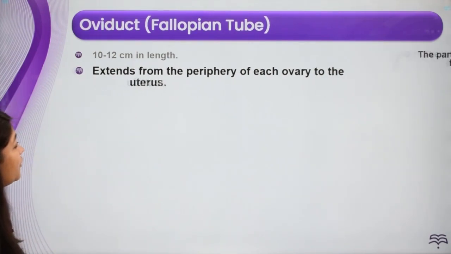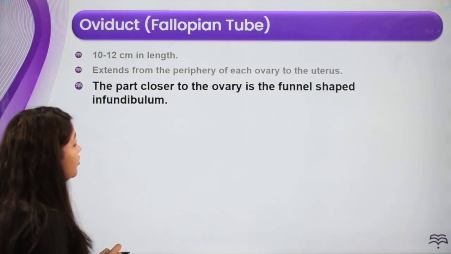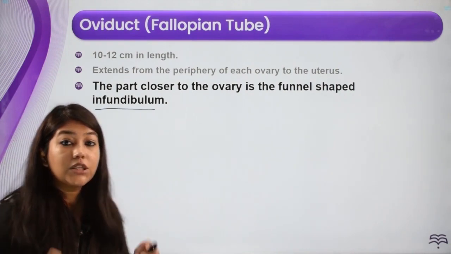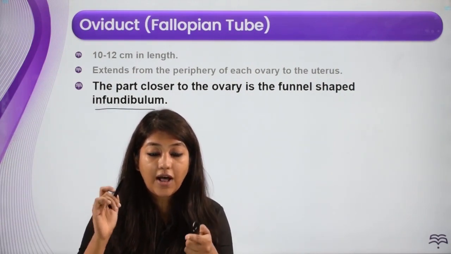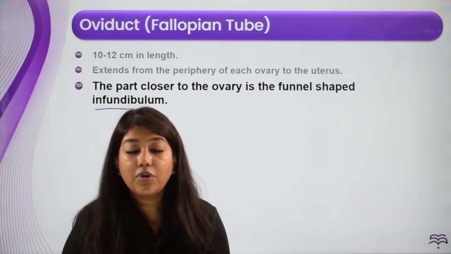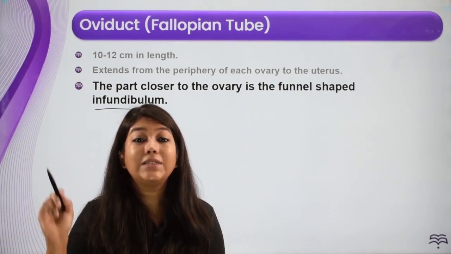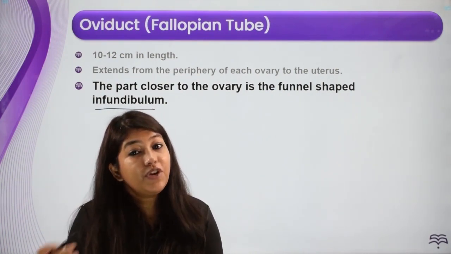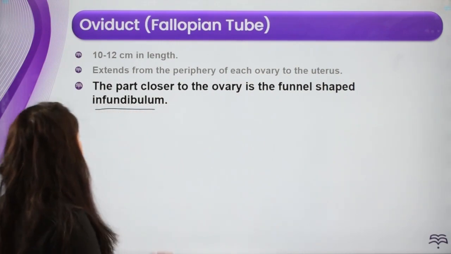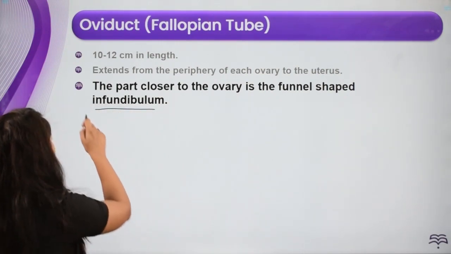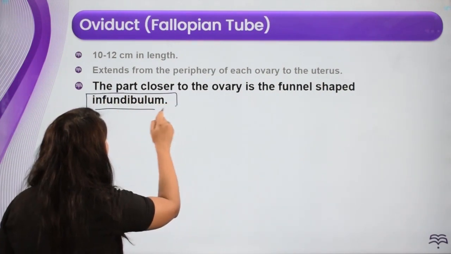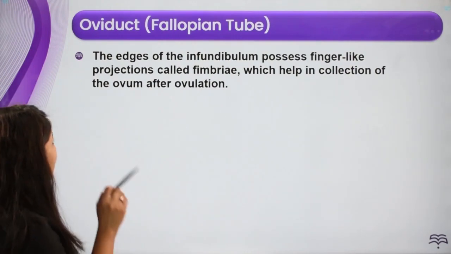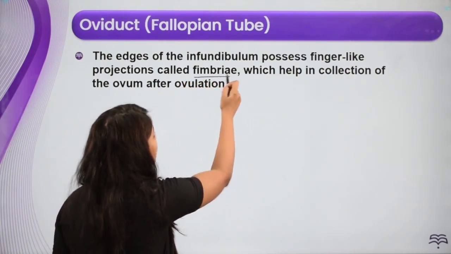Right? Let's move forward now. The part closer to the ovary is the funnel-shaped infundibulum. So the parts of the oviduct are very, very important. You have to remember where the infundibulum is located, where the isthmus is located, where the ampulla is located. The three parts, their location is very, very important, and very frequently a question comes on this. Okay? So the part closer to the ovary is funnel-shaped, and what are we calling it? We are calling it infundibulum.